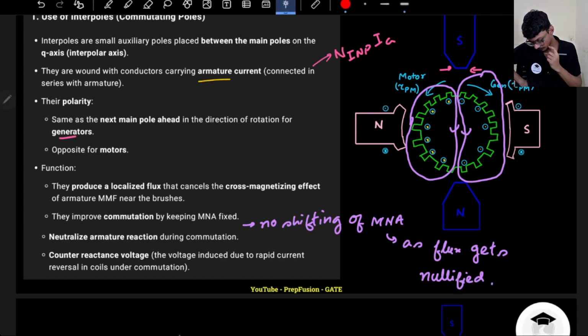Now, it neutralizes armature reaction during commutation, so there will not be any reactance voltage. Because we discussed that another drawback was improper commutation. If the armature reaction has been cancelled, proper commutation will happen, so it will neutralize the reactance voltage due to the commutation problem, which was happening previously. These are the main things that our interpoles do.